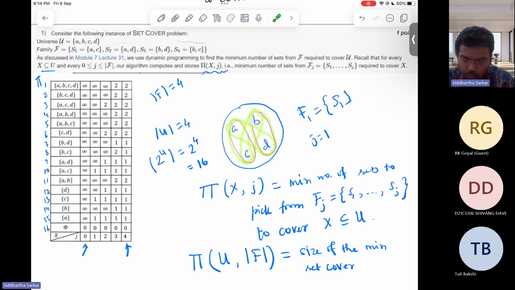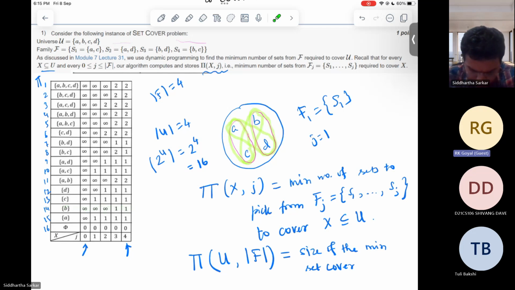Okay, so we are fine about what is the meaning of every cell in this DP table, that is pi of x comma j. Pi of x comma j is nothing but the minimum number of sets to pick from F sub j such that all the elements in X are covered. Like say the entry corresponding to row number 14 is 1, against the value of j equal to 3 and the value of j equal to 4.